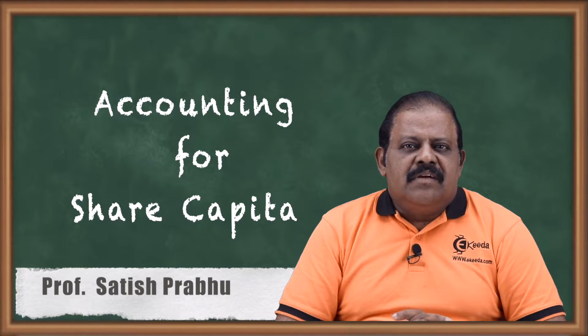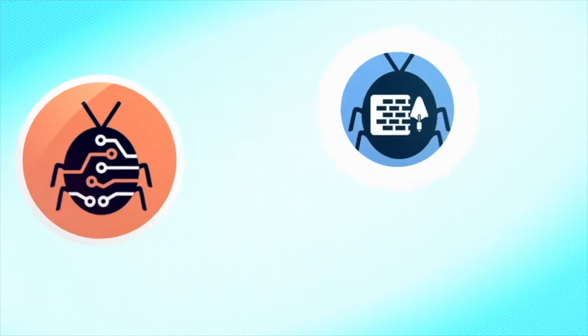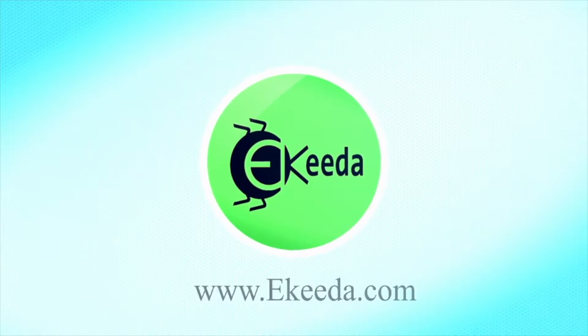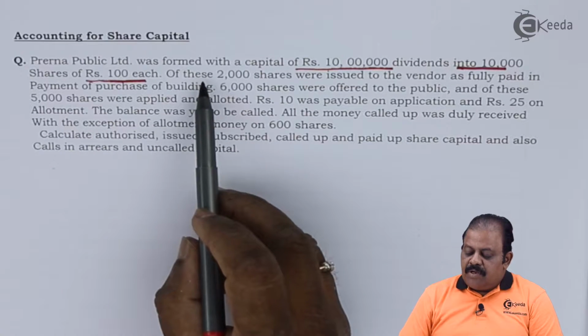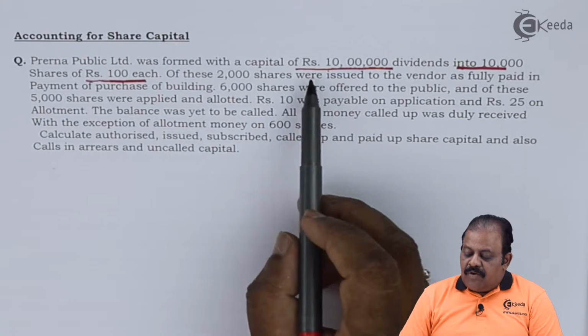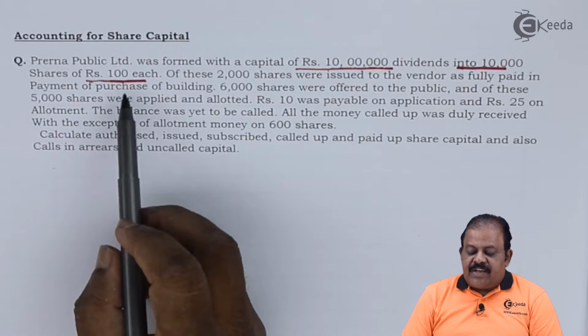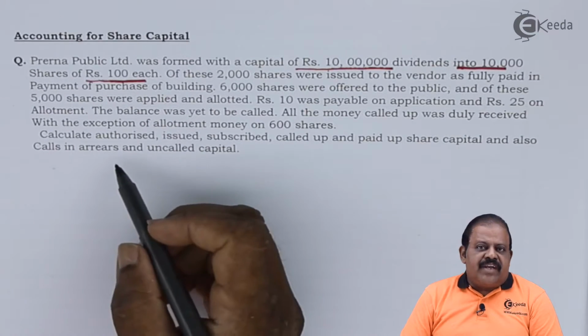Hello friends, let us understand accounting of share capital with discussion of different types of share capital. Let us read the question. Prerna Public Limited was formed with a capital of rupees 10 lakh divided into 10,000 shares of rupees 100 each. This is called authorized share capital.